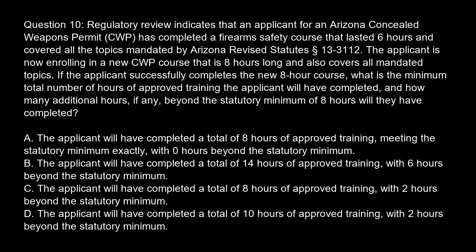Option A. The applicant will have completed a total of 8 hours of approved training, meeting the statutory minimum exactly, with 0 hours beyond the statutory minimum. Option B. The applicant will have completed a total of 14 hours of approved training, with 6 hours beyond the statutory minimum. Option C. The applicant will have completed a total of 8 hours of approved training, with 2 hours beyond the statutory minimum. Option D. The applicant will have completed a total of 10 hours of approved training, with 2 hours beyond the statutory minimum.